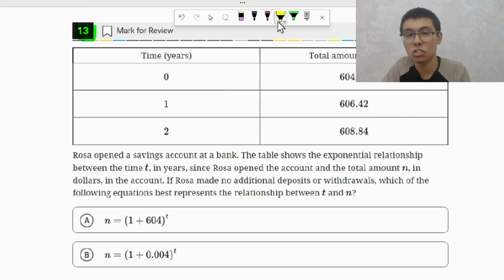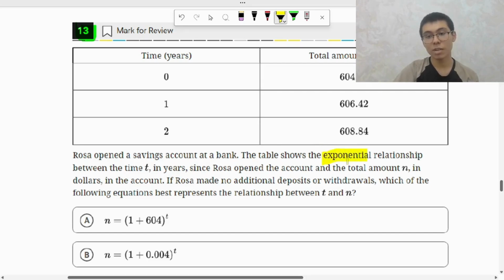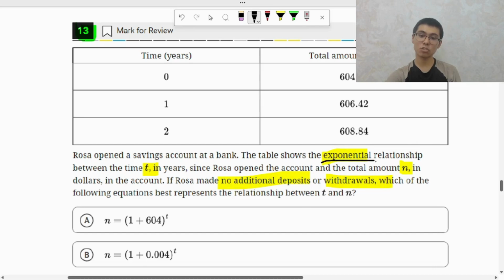My personal recommendation is not to look at the table before reading this description. Rosa opened a savings account at a bank. The table shows the exponential relationship between the time t, in years, since Rosa opened the account, and the total amount n in dollars in the account. If Rosa made no additional deposits or withdrawals, which of the following equations best represents the relationship between t and n? Firstly, I'm going to break it down one by one. It's telling us that it is an exponential relationship.